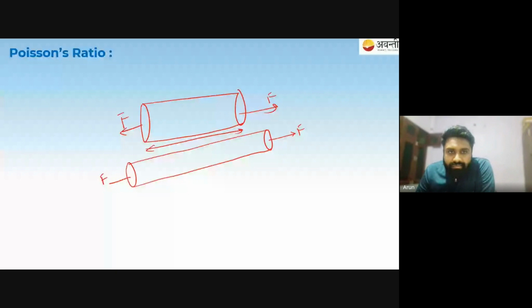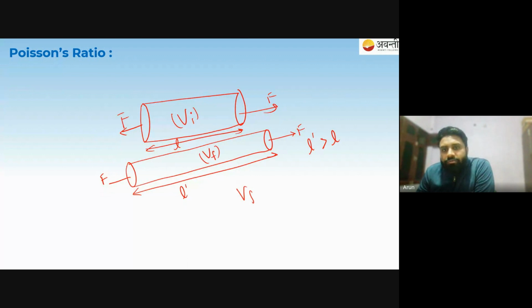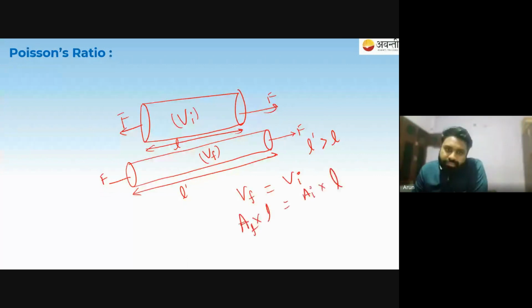But we know that the volume, because we are not adding mass or removing mass, only force has been applied. This length is L, and let's say this length is L dash. So we will definitely know that L dash is greater than L. But the volume that it has initially will be the same because there is no loss of mass. So volume final will be equal to volume initial. Volume final is pi r square L, which means final area into final length. Volume initial is also initial area into initial length.